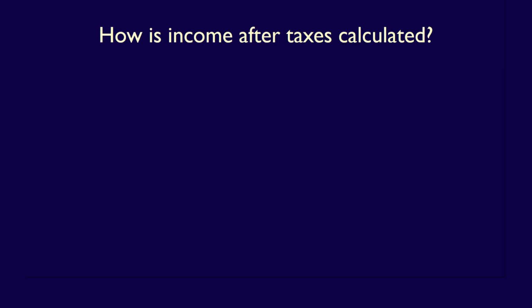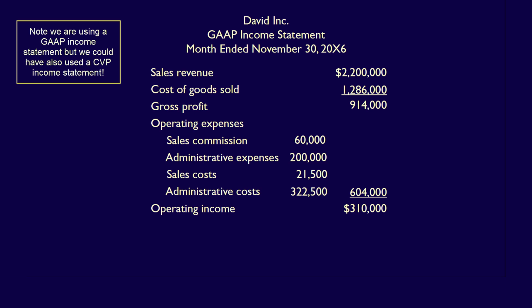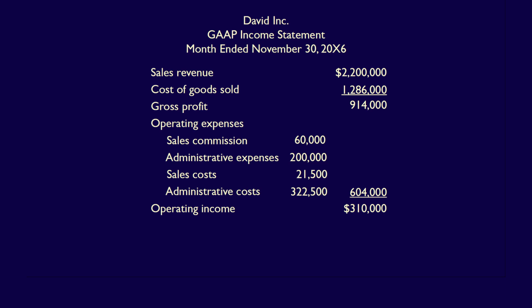Let's first remind ourselves how income after taxes, also called net income, is calculated. We'll use the information from David Inc. to demonstrate the calculation of income after taxes, or net income. Here we have David Inc.'s income statement down to the operating income line. Remember that operating income is income before income taxes. We can see that David Inc. has sales revenue of $2,200,000 and cost of goods sold of $1,286,000. This would earn the company a gross profit, which is calculated as sales revenue minus cost of goods sold, of $914,000.